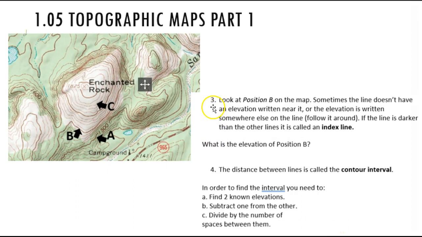For number 3, we're going to look at position B on the map. Sometimes the line doesn't have an elevation written near it, or the elevation is written somewhere else on the line. Follow it around. If the line is darker than the other lines, it is called an index line. So we're going to find B, which is right here, and that arrow is pointing to this line here, and there isn't an elevation when we go this way. So we're going to follow this line on around. We're going to go behind C and keep traveling. We just have to keep ourselves on this one line. Train our eyes to this one line.